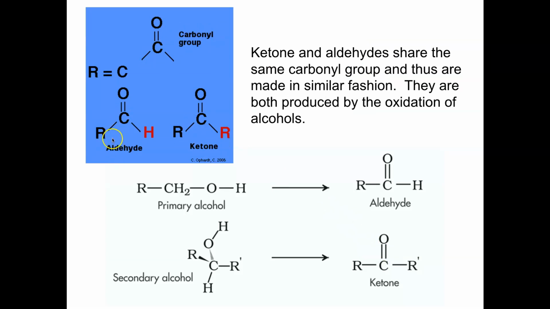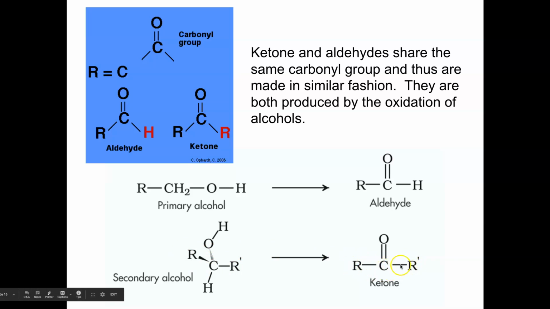Aldehydes at the end. Okay, ketones and aldehydes share the same carbonyl group and thus are made in similar fashion. They're both produced by the oxidation of alcohols. Now, a primary alcohol is an OH group at the end. And because it's at the end, it makes an ending aldehyde. Now, if I've got a secondary alcohol, I got an OH in the middle of carbons. And that's going to give me a carbonyl carbon group in the middle.